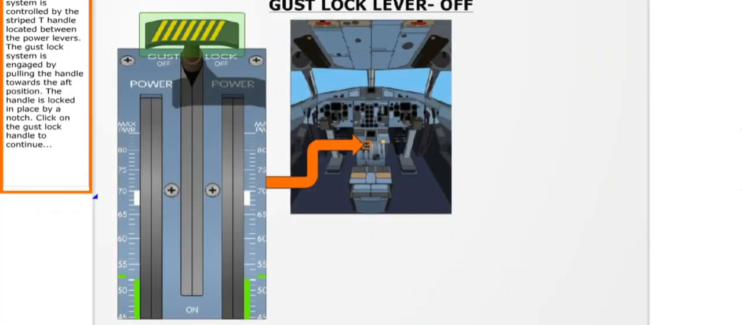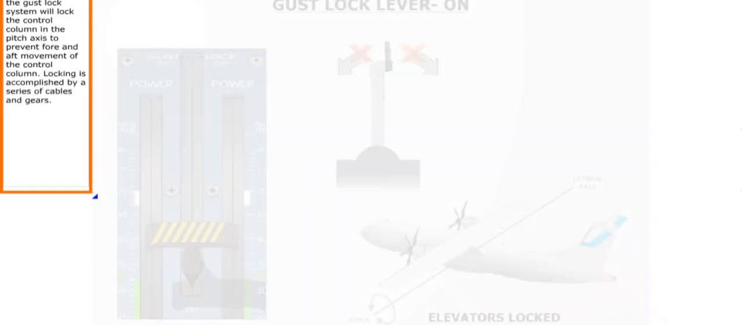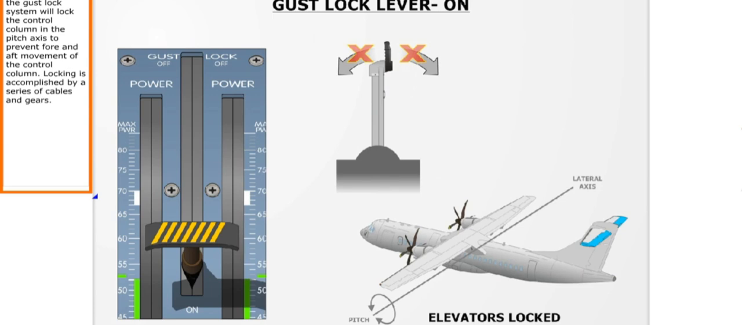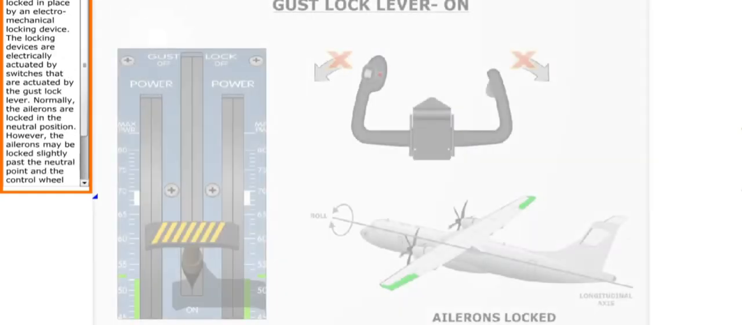The gust lock system is controlled by the striped T-handle located between the power levers. The gust lock system is engaged by pulling the handle towards the aft position. When engaged, the gust lock system will lock the control column in the pitch axis to prevent fore and aft movement of the control column. Locking is accomplished by a series of cables and gears.